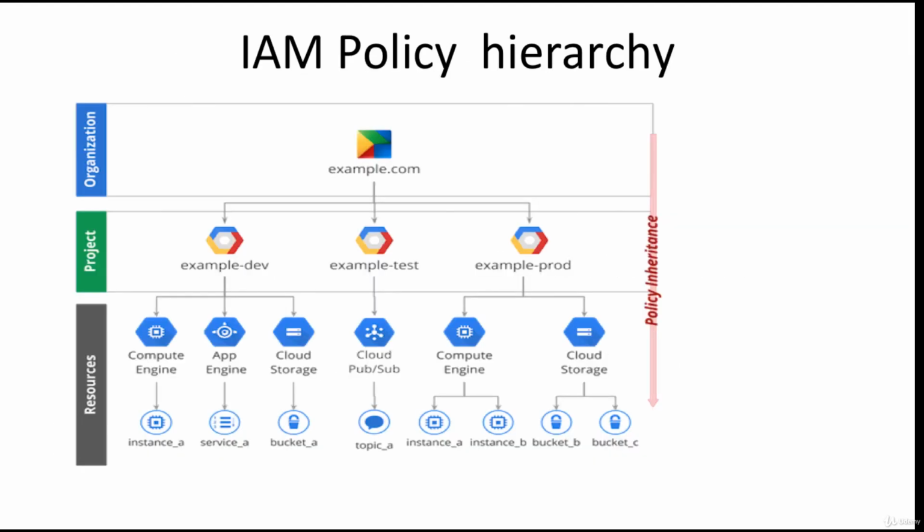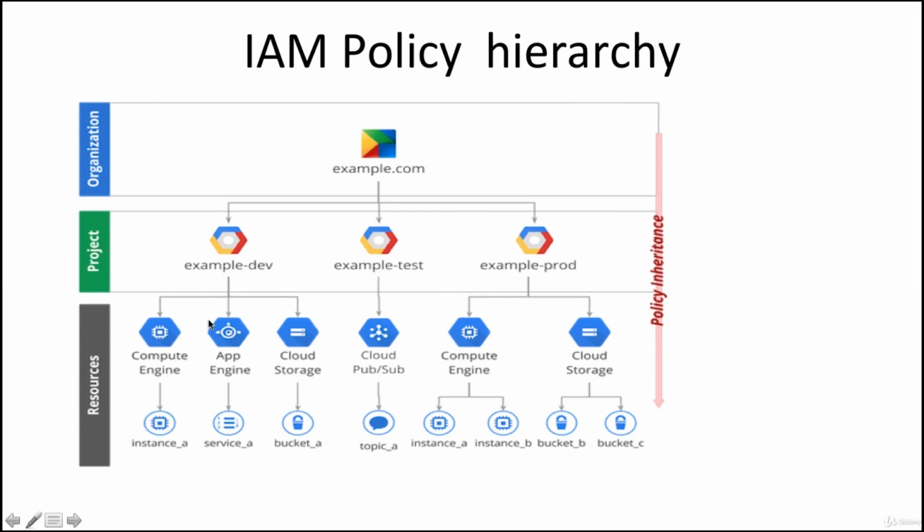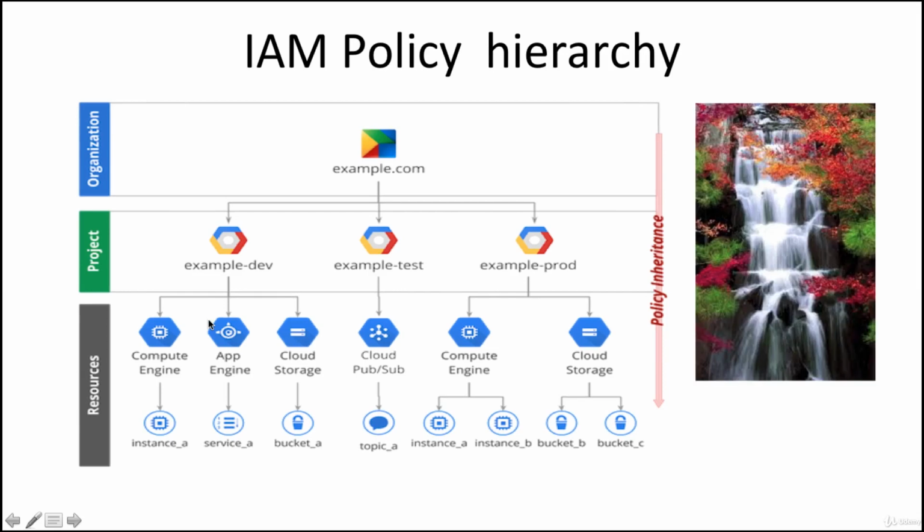Now let's explore IAM policy hierarchy. Think of IAM policy hierarchy like a waterfall. Water flows from top to bottom naturally. In your policy hierarchy, IAM follows a very similar principle. So if you apply a policy at the organization level, then it flows to all your projects and to your resources as well. IAM policy hierarchy also follows a parent-child relationship, and in this case the child cannot override a parent.